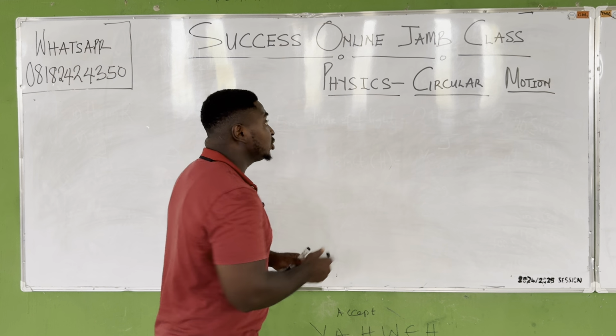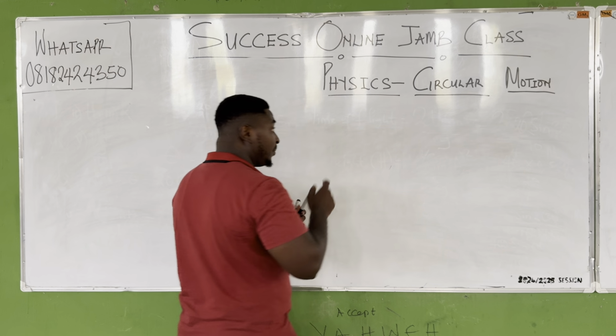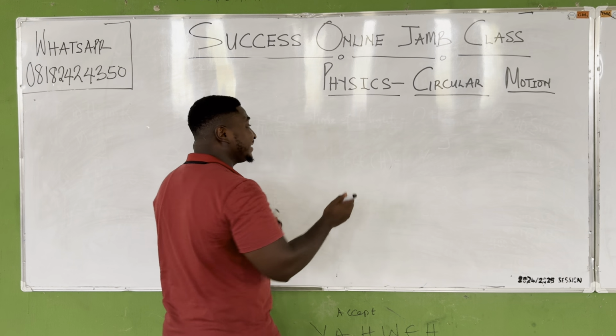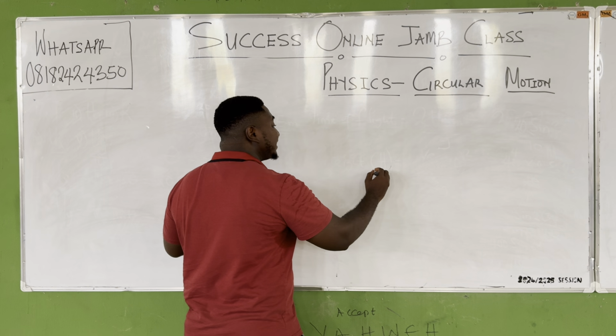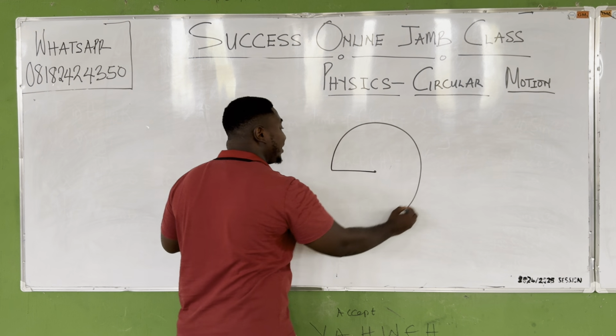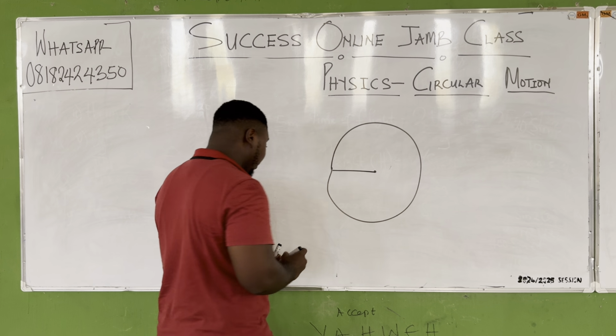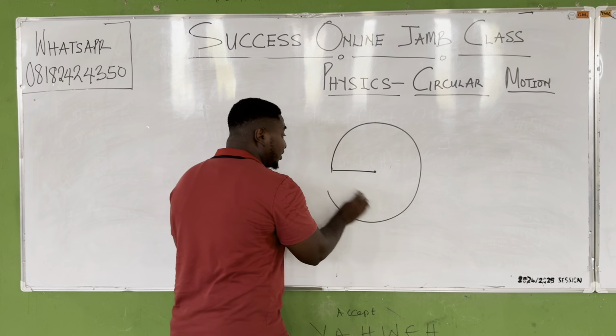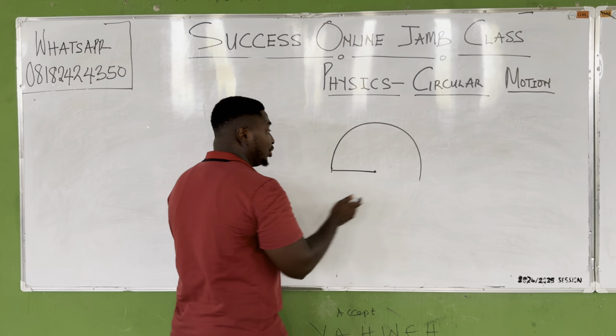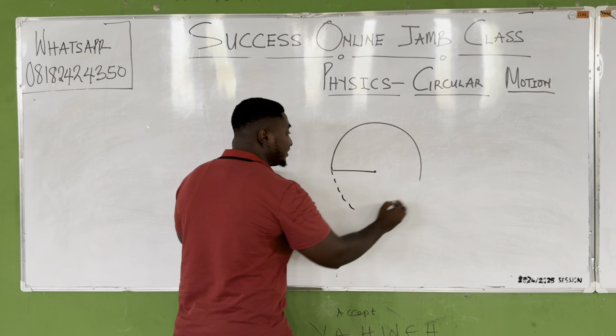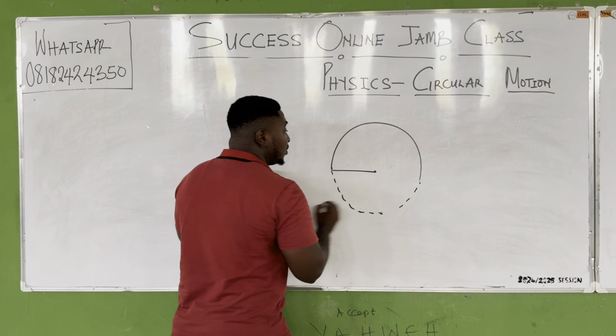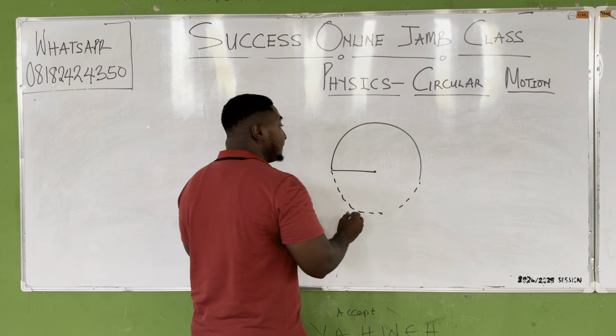All right, let's start. So what is circular motion? The circular motion of a body is the rotational motion of a body in a circular path. When a body is moving in a circular path, we say the body is undergoing circular motion.